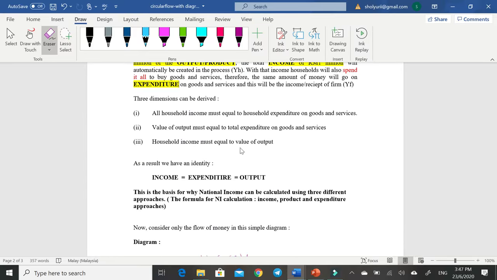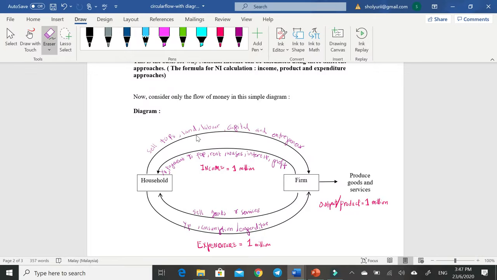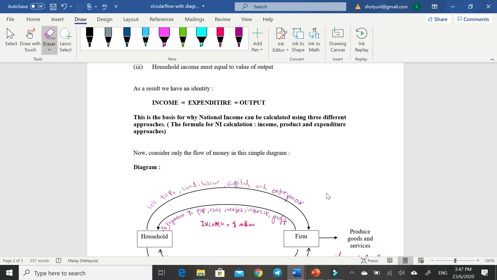Household income must equals to the value of output because they sell the factors of production worth 1 million, so their income they generated from the sale of 1 million output, 1 million goods factors of production is the same like the output being produced. As the result, we have an identity equation, which is income is 1 million, expenditure also 1 million, and output also worth 1 million.